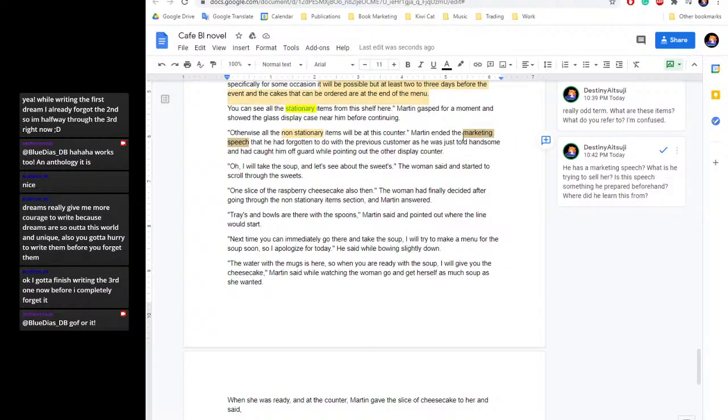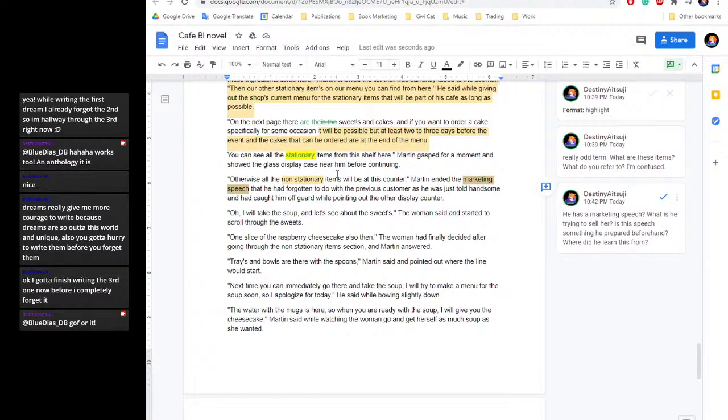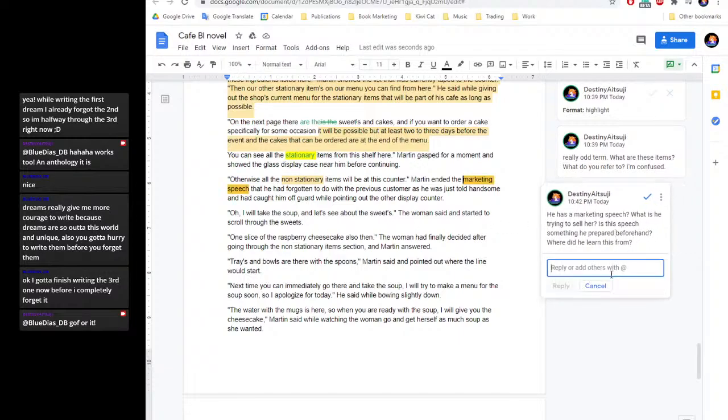So this part of the marketing speech actually has me thinking, what kind of jobs has this main character Martin been working? Was this marketing speech taught to him? Where did he learn it from? How does it sound? Because honestly speaking, I don't have very high opinions of Martin. If this is his marketing speech, it's not convincing enough. What is he trying to sell? So let me just add on to this.